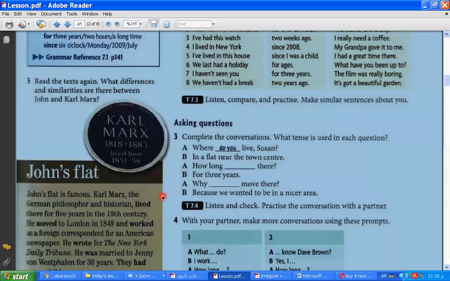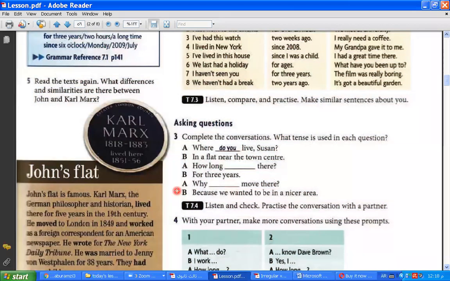Any different things? Differences. John doesn't have any children. But Karl has 7. He has 7 children. Yeah, like this. Okay. Thank you very much.